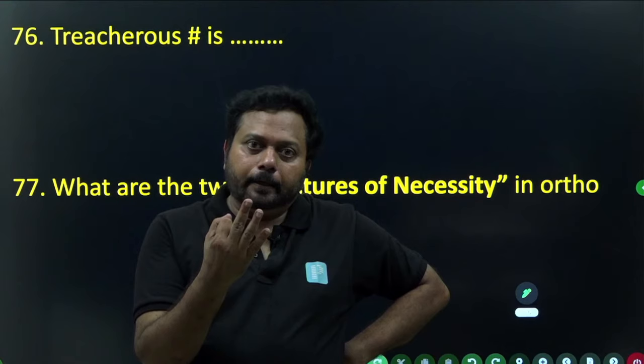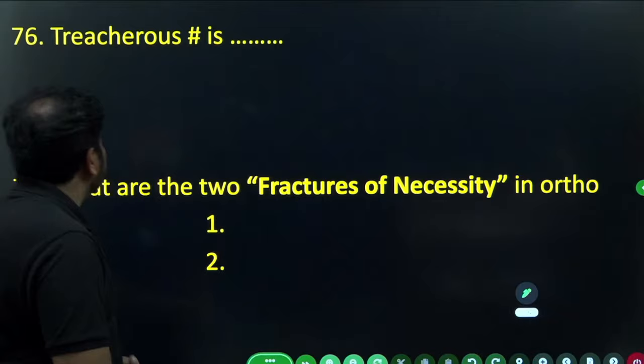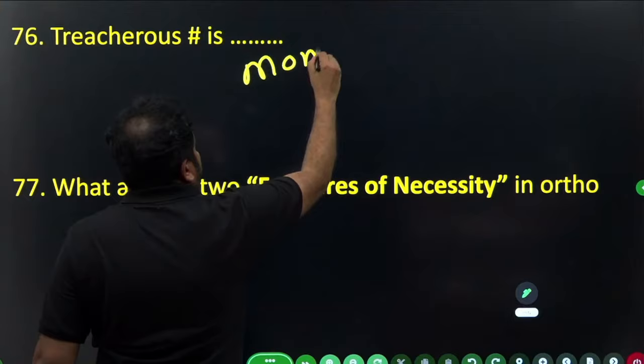Tennis elbow is lateral epicondylitis. Golfer's elbow is medial epicondylitis. Javelin thrower's elbow is triceps tendinitis. Okay, yes. Treacherous fracture is nothing but Monteggia fracture.